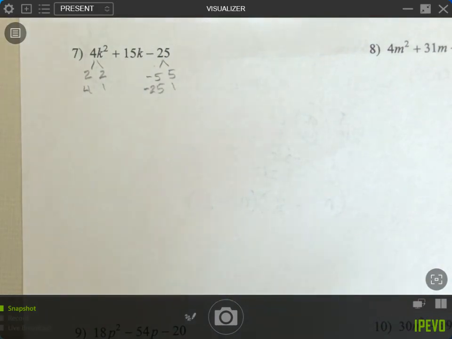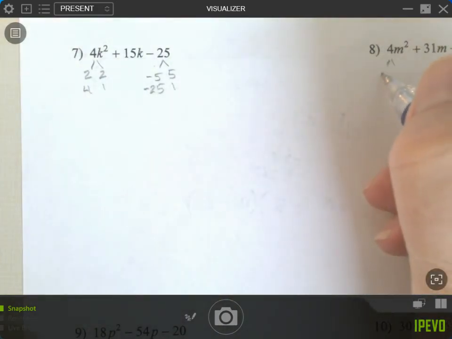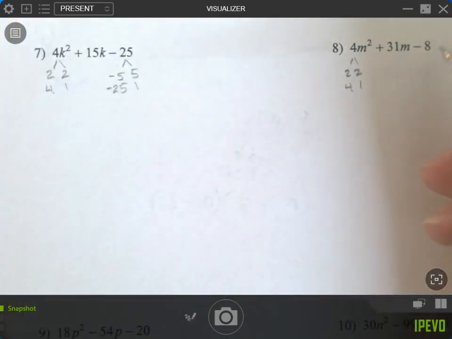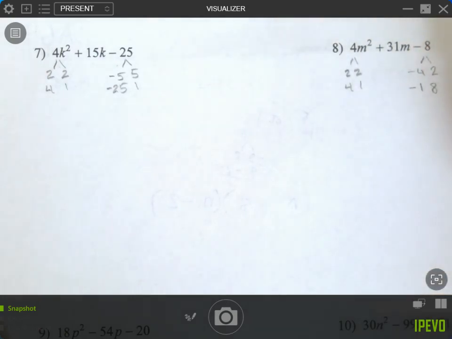All right, then your next one. Same options, 2 and 2 or 4 and 1. What are your options for negative 8? Negative 8. Negative 4 and 2. Negative 4 and 2 or? Negative 8 and 1. Yeah, I wrote negative 1 and 8, but we could fix that easily. All right, I need you to take a couple minutes and try this, then we're going to hit the next couple.